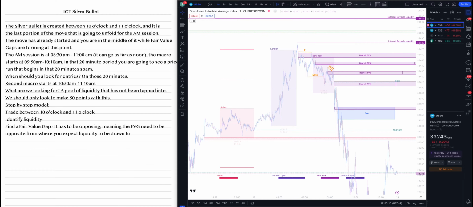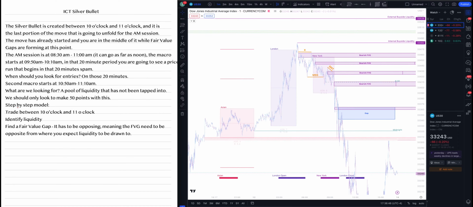That is the micro. In that 20-minute period, you're going to see a price run that begins in those 20-minute spans. So your entries should be in those 20 minutes. There is a second macro that starts at 10:50 to 11:10, but we are not using that one. We are using the macro of 9:50 to 10:10 a.m. So what are we looking for? A pool of liquidity that has not been tapped into. We should only look to make 50 points with it.